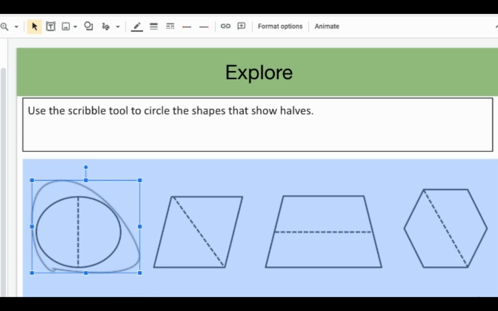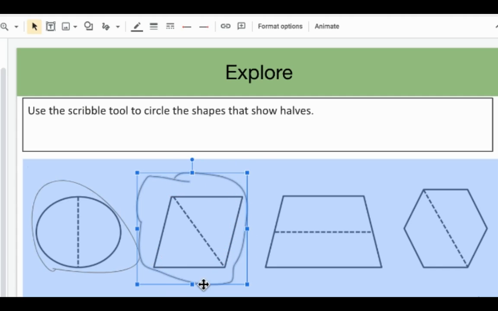The next shape is a parallelogram. It has a line going diagonally across. It splits the parallelogram into 2 equal parts. So yes, I think this shape is also showing halves. So I'm going to circle that one.